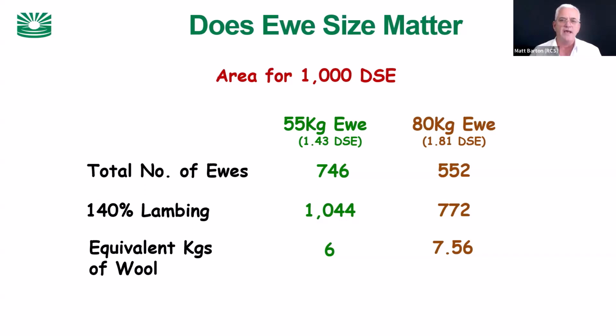So the smaller ewe has a lower maintenance level, and it can provide or apportion more milk to the lamb during lactation, and it ends up with a bigger weaner because of it. And this is well known through the industry. So I can't see the fascination with big animals.